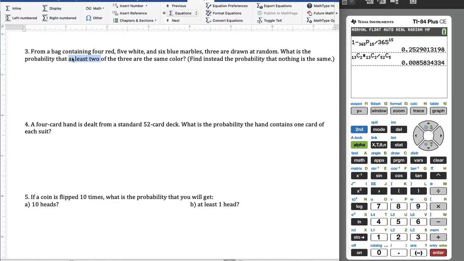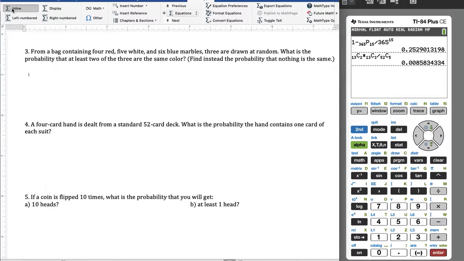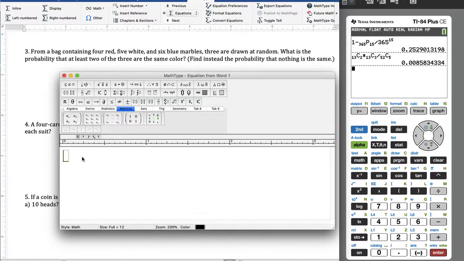And if we look at all the different possibilities, we'd have all this or this or this, we'd have to add together. Well, at least 2 are the same color. That is everything except for nothing's the same color. So what we're going to do is the probability that none are the same color. We'll do 1 minus probability none the same. We're going to do 1 minus probability that none are the same.